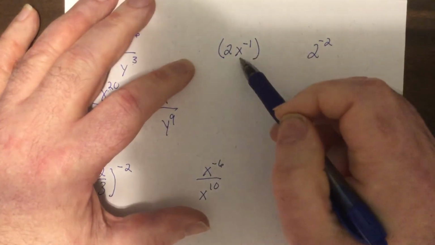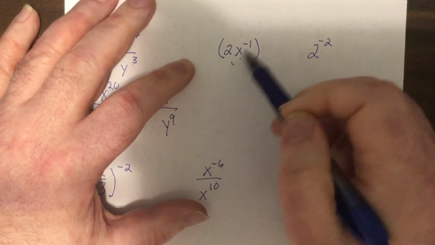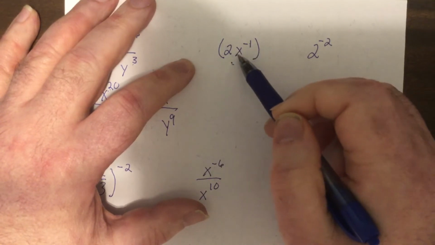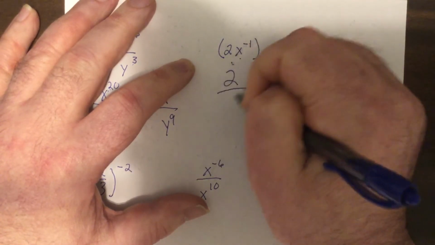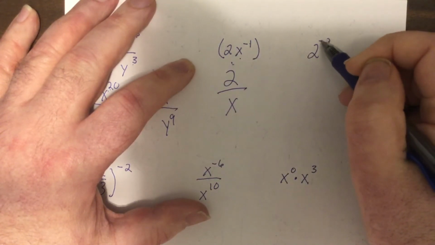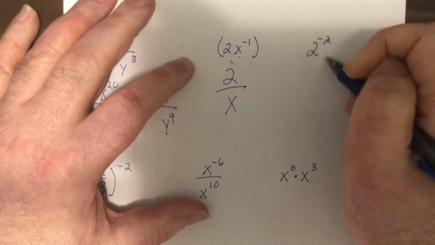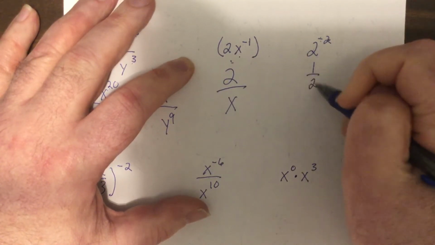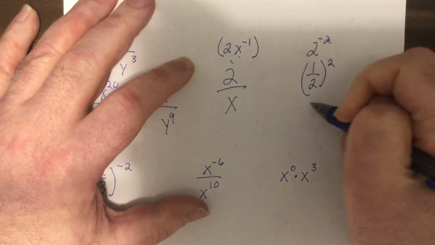This one, I tried to trick you. Most people get this wrong. The negative power is only on the x, so that's the only one you move. So this says you got to do two things. Flip it and square it. So if I flip it, it's 1 over 2. Squared it's 1/4.